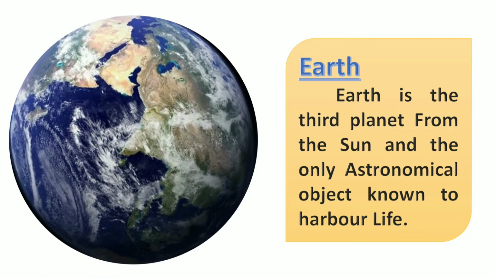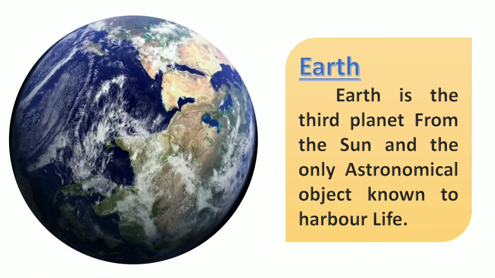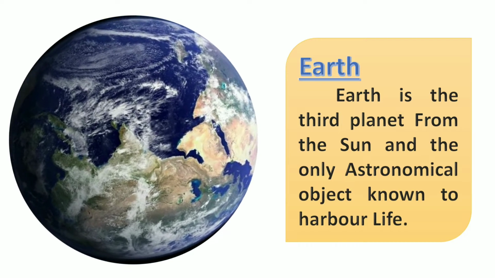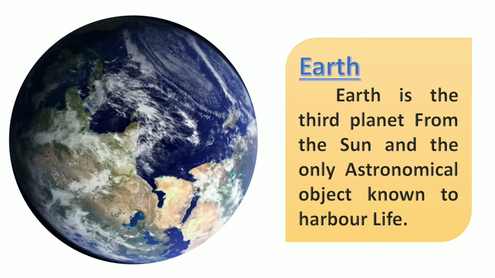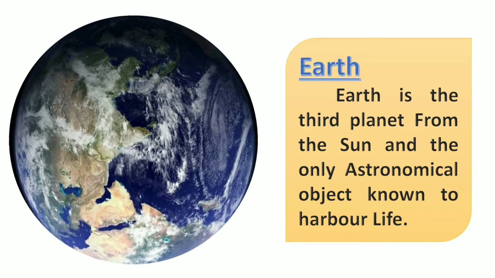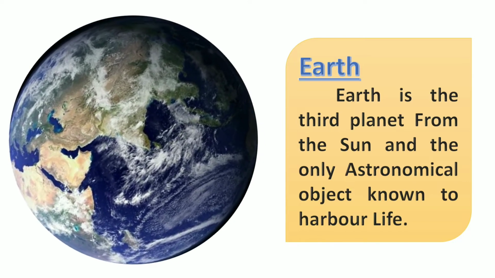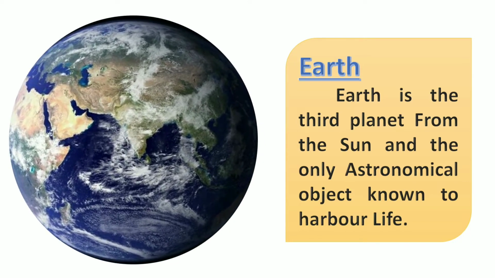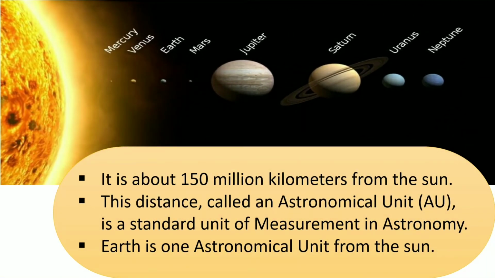Since our entire chapter revolves around the earth, it's very important for me to first brief you about our planet Earth. Earth is the third planet from the Sun and the only astronomical object known to harbor life. It is also believed that the distance that the Earth covers from the Sun is 150 million kilometers. This distance, called an astronomical unit, is a standard unit of measurement in astronomy. Earth is one astronomical unit from the Sun.